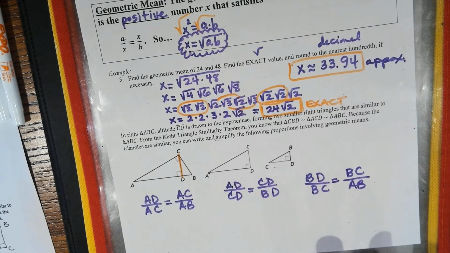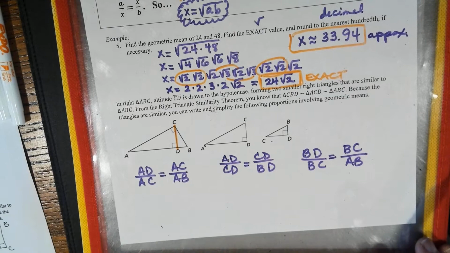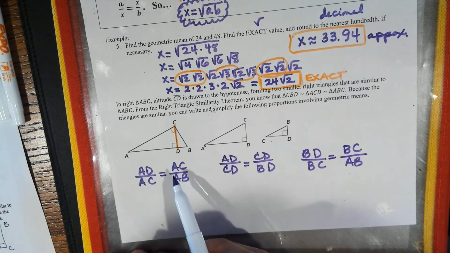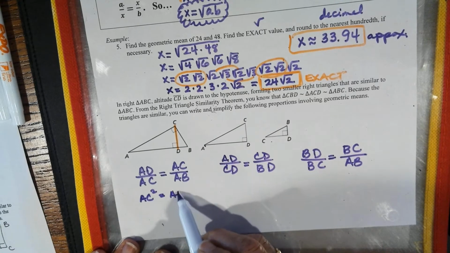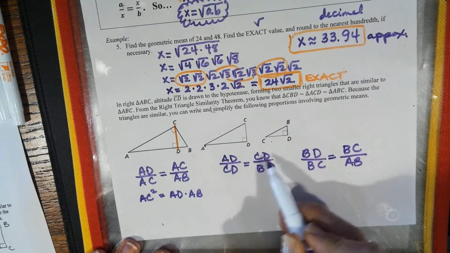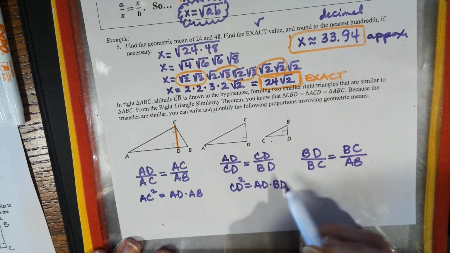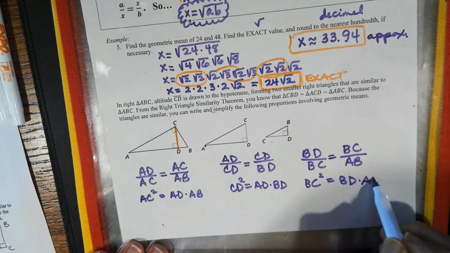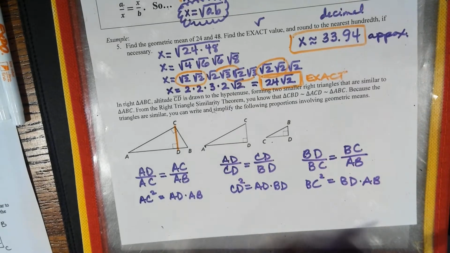I know this looks kind of funny, and they're not exactly matching, but the point is, for each one of these parts, you can write these proportions. So for this one, if I do the cross products, I get AC squared is equal to AD times AB. For this one, I get CD squared equals AD times BD. And for this one, I get BC squared equals BD times AB. Which hopefully you can recognize as the geometric mean. Okay?